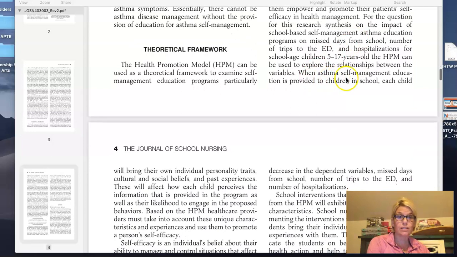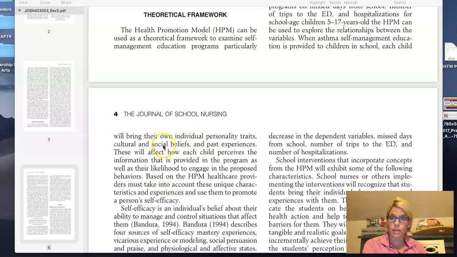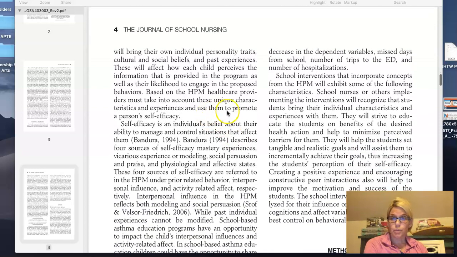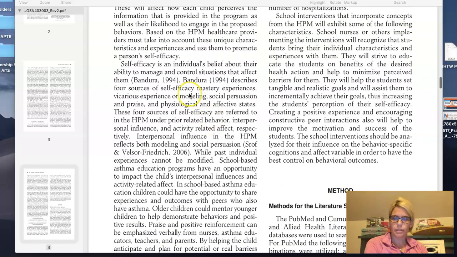So then she ties it in: when asthma self-management education is provided to children in school, each child will bring their own individual personality traits, culture, social, and past experiences. That really speaks to her specific interest and how it relates to the general interest of the model, and what the model in general is trying to convey. Based on the HPM model, you have to take into account unique characteristics and experiences, and that promotes a person's self-efficacy, which of course is a big piece of this as well.